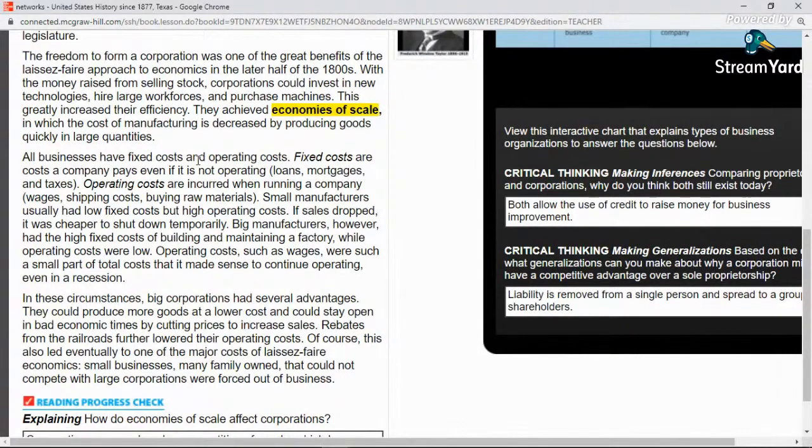So with all this money that the companies were making selling the stock, they can invest in new technology, hire larger workforces, purchase machines, and they achieved economies of scale in which the cost of manufacturing is decreased by producing goods quickly and in large quantities. So the more you can produce, the faster you can produce it, the easier you can produce it, the cheaper the products become.